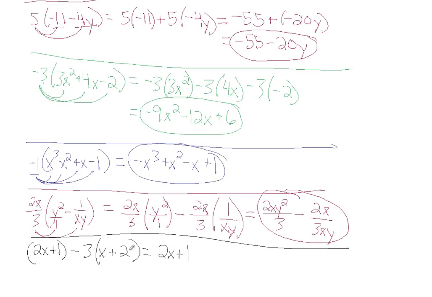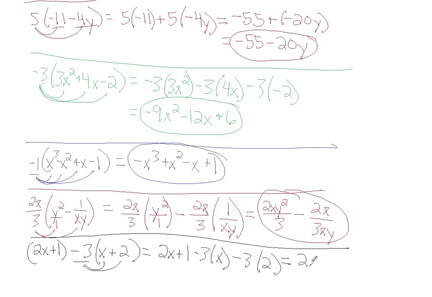Now for the second term, we're distributing this minus 3. We're going to distribute this minus 3 into the parentheses. So what we have is minus 3 times x and a minus 3 times 2. We just distributed this minus 3 into both of these terms.